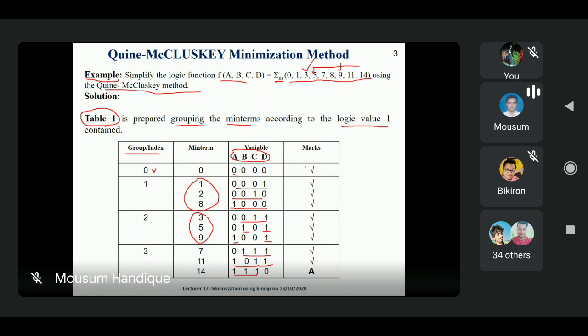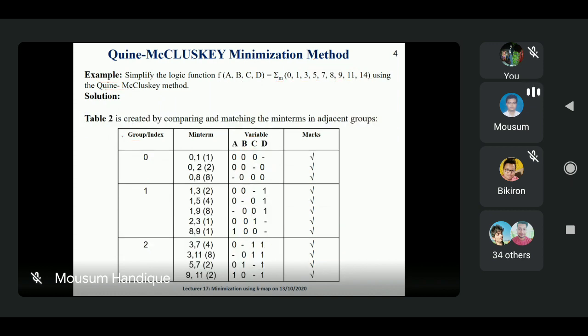Now, when we are constructing Table 1, this particular part we don't write. This part is unknown to us right now. Okay. Now what happens next? We go to Table 2. So Table 2 means what?